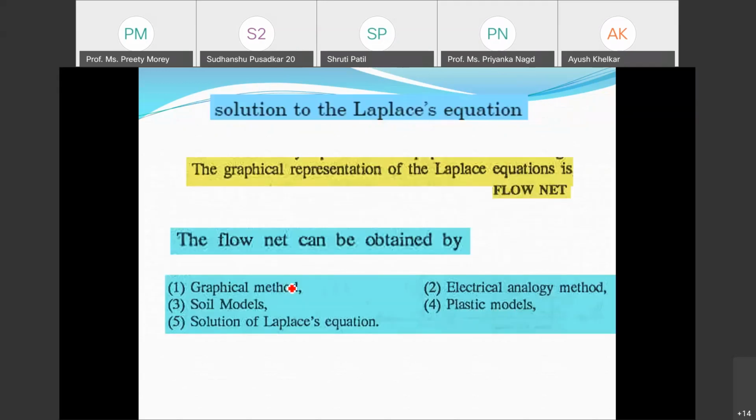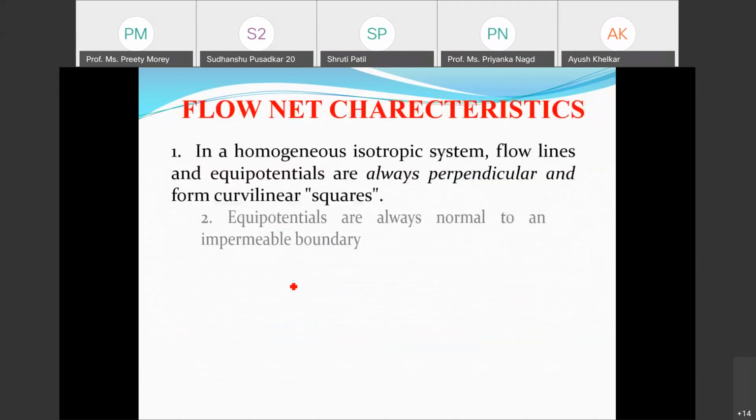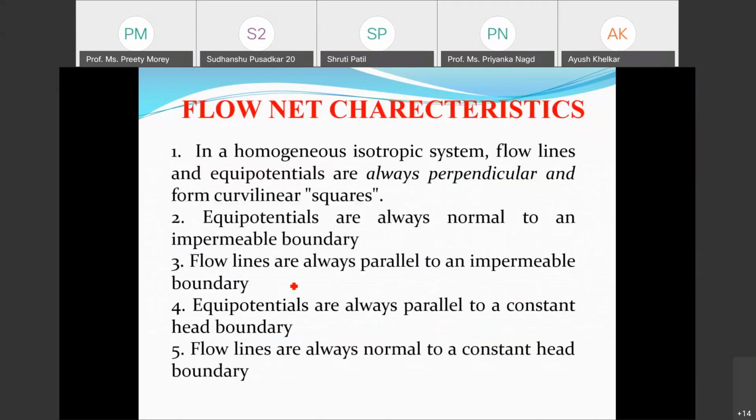So there are different methods to plot it: graphical method, soil model, solution of Laplace equation, electrical analogy methods, and plastic models. So we'll just go by characteristics. The flow lines are always normal to the constant head. Equipotential lines are always parallel to the constant head boundary. Flow lines are always parallel to the impermeable boundary. You understand this?